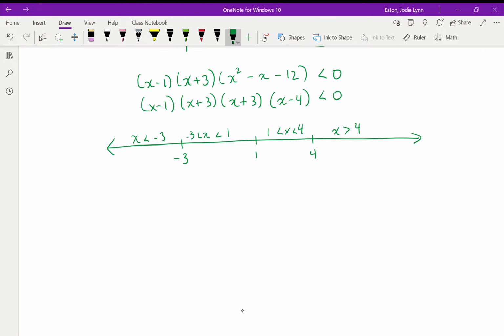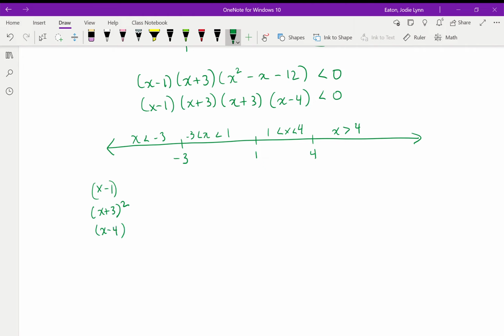Okay, so now let's look at our different factors. So we have x minus 1. We have x plus 3 squared. I'm going to write it as one term because we always know the squared term is going to come out positive. And we can write the squared because it's not going to be changing from positive to negative. We have x minus 4.